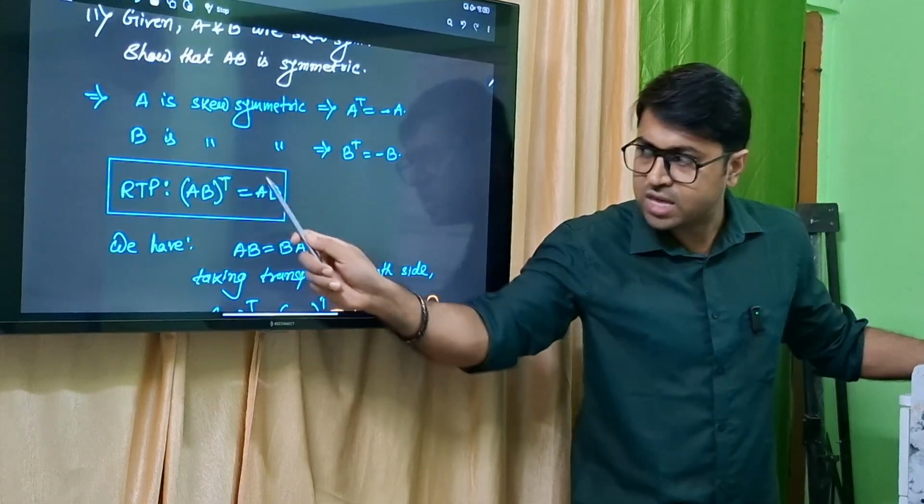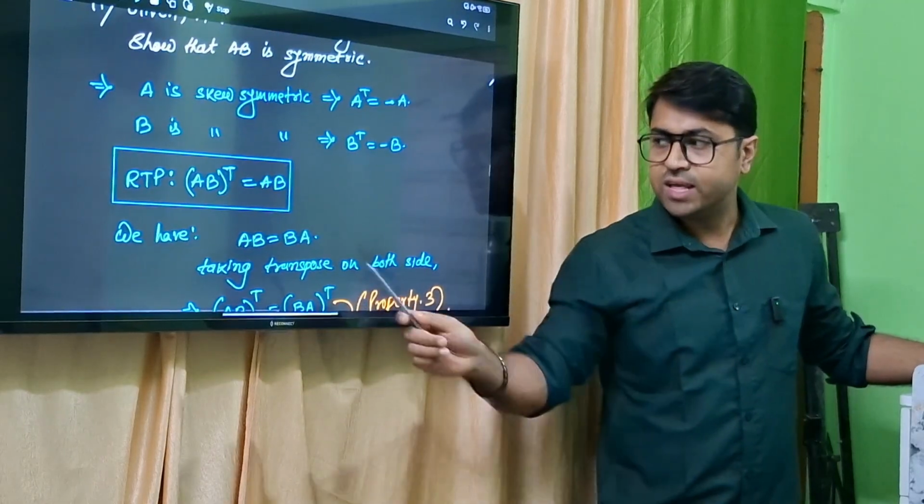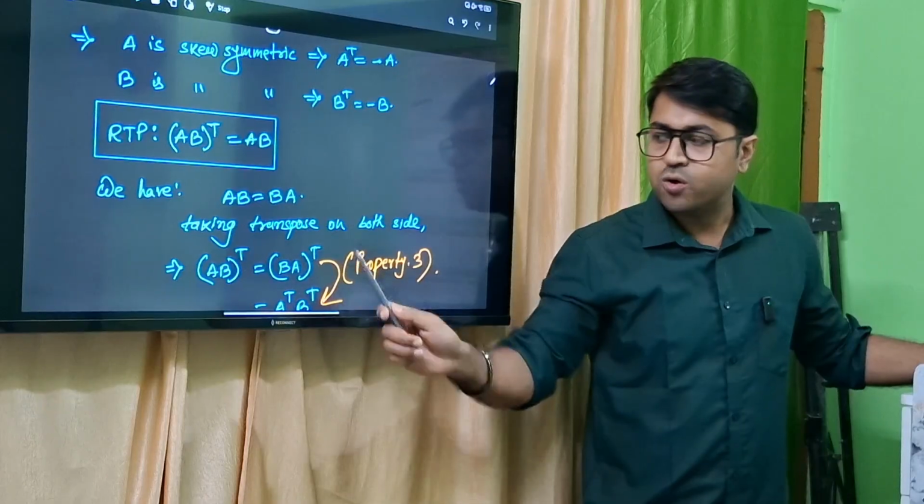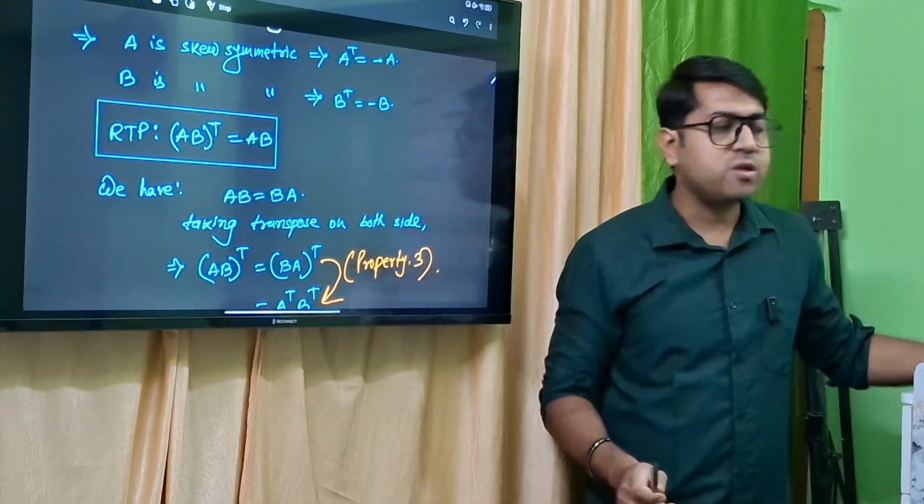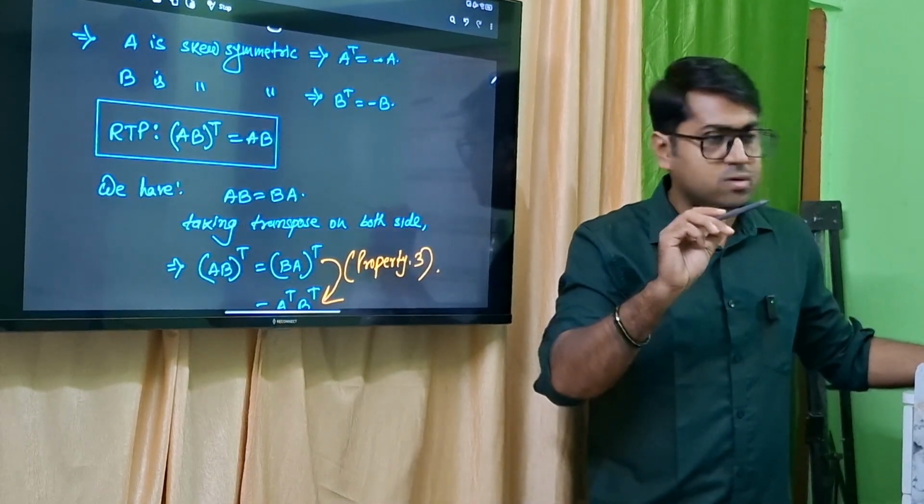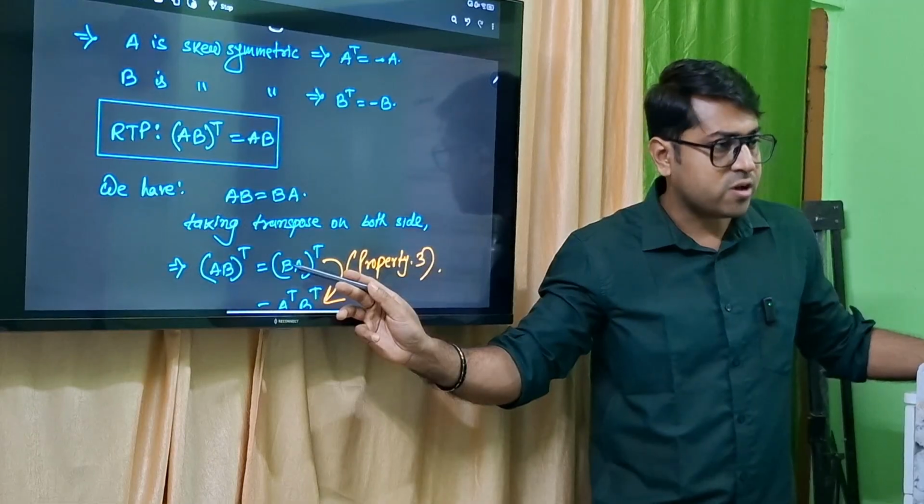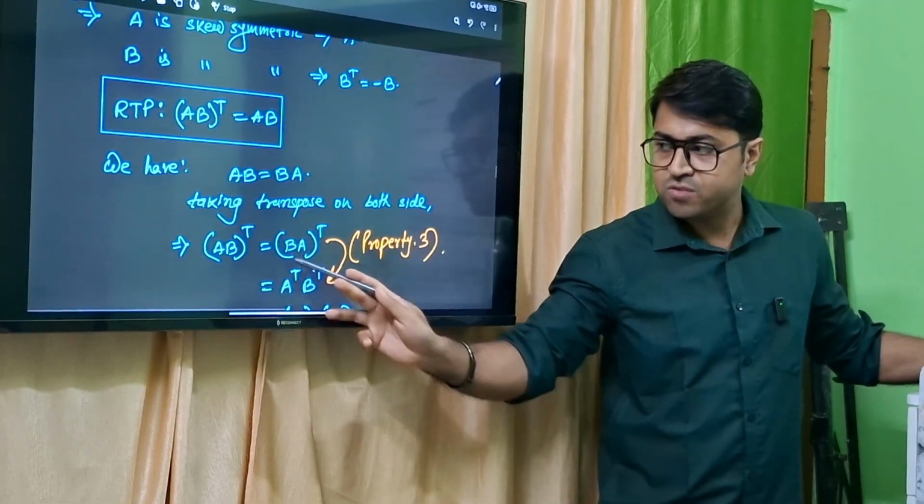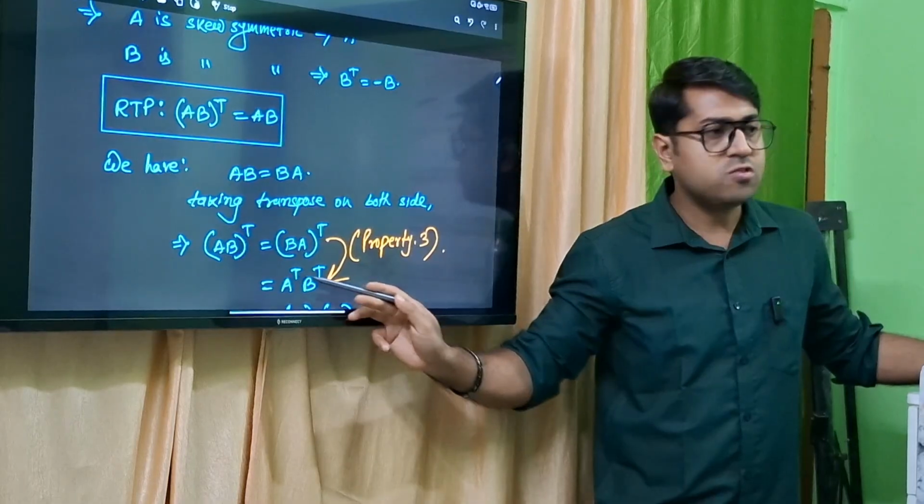সো দ্যাট মিন্স আই উইল টেক দ্য ট্রান্সপোজ অফ AB at first, so AB whole transpose equal to BA whole transpose. So BA whole transpose using the property, if you distribute the transpose over the multiplication, then কি হয় এটা, it will get reversed order. That means BA whole transpose will be A transpose B transpose.